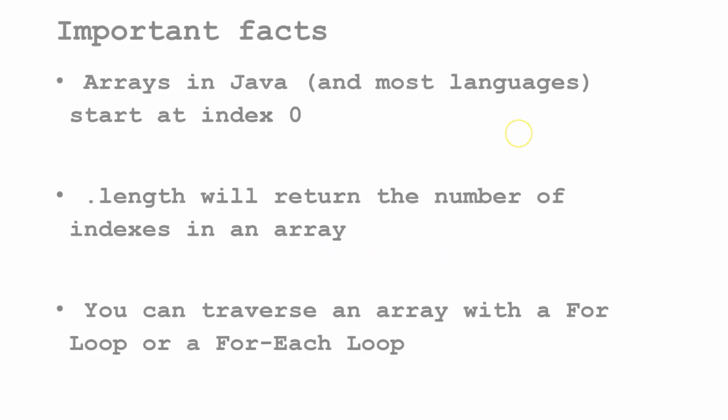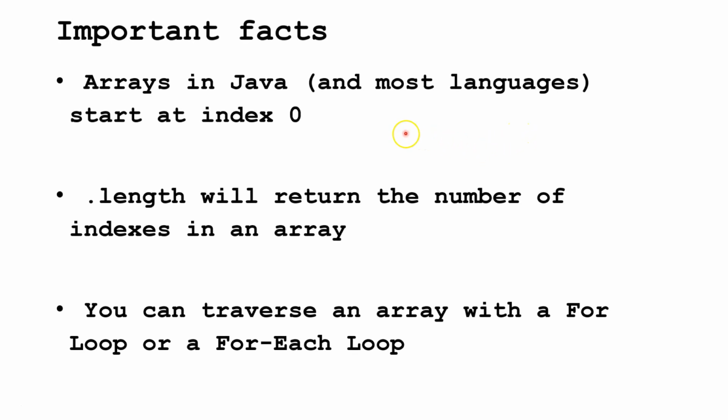In this Java tutorial, we are going to learn about traversing a one-dimensional array. Some important facts to know. Arrays in Java and most languages start at index 0. That means the first index will actually be index 0. Dot length will return the number of indexes in an array. Since the indexes start at index 0, that means an array of size 5 will have indexes 0, 1, 2, 3, and 4. You can traverse an array with a for loop or a for each loop.